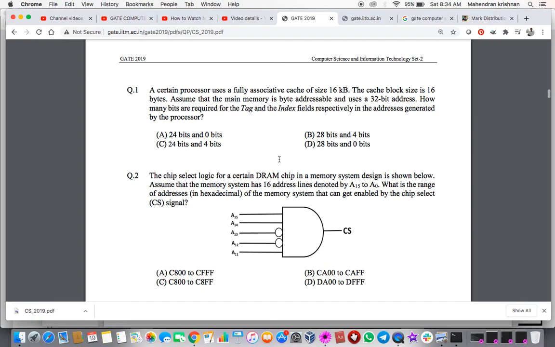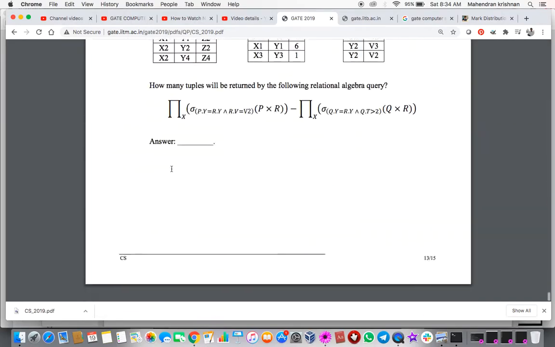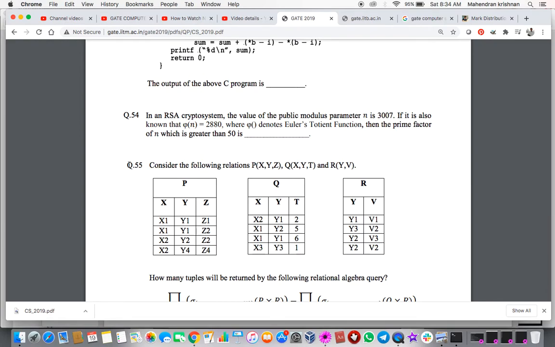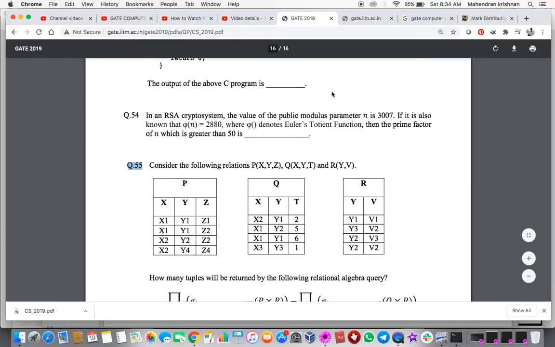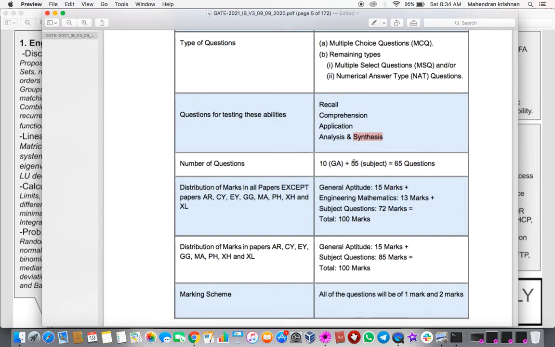The remaining computer science based questions, the individual subject based questions, are 55. So we have 55 subject based questions, and in total we will answer 65 questions.